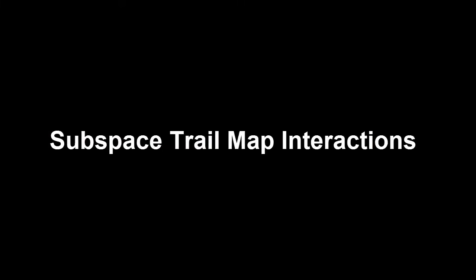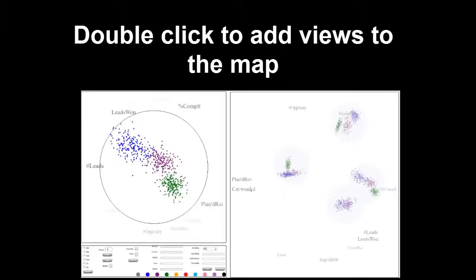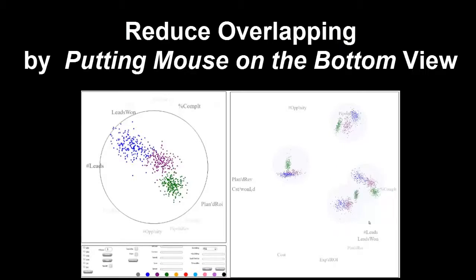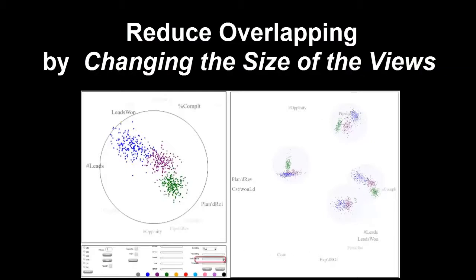Our subspace trail map supports the following interactions. Users can double-click anywhere in the map to add the current view in the trackball to the map. In case of overlapping, putting the mouse over the bottom view would bring this view to the top. Users can also use the slider to change the size of the small views to reduce overlapping.